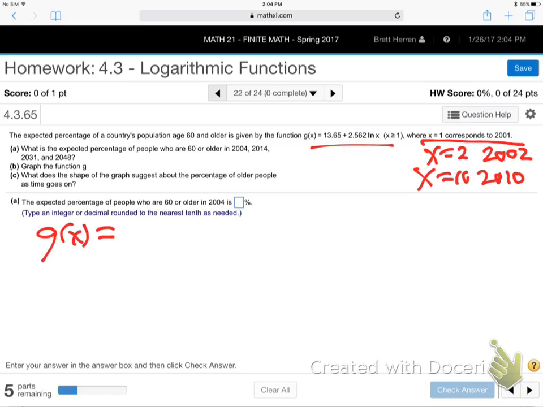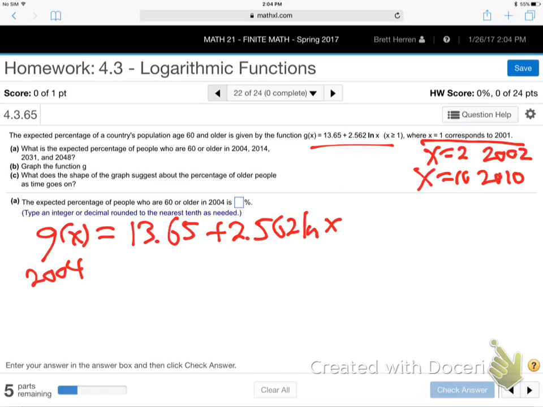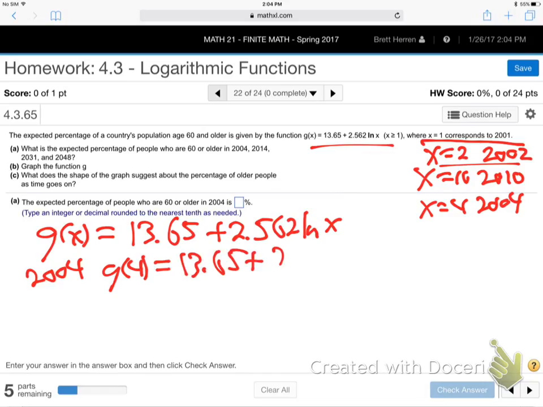g of x equals 13.65 plus 2.62 natural log x. Okay, so they want to know in the year 2004. How do we do it? What do I plug in? Yeah, just 4. Remember, over here we said when x is 2, that's 2002. So when x is 4, that's 2004, right? So they just want me to take a 4 and plug it in. So that's g of 4, in other words. So use your calculator and plug in a 4 there.